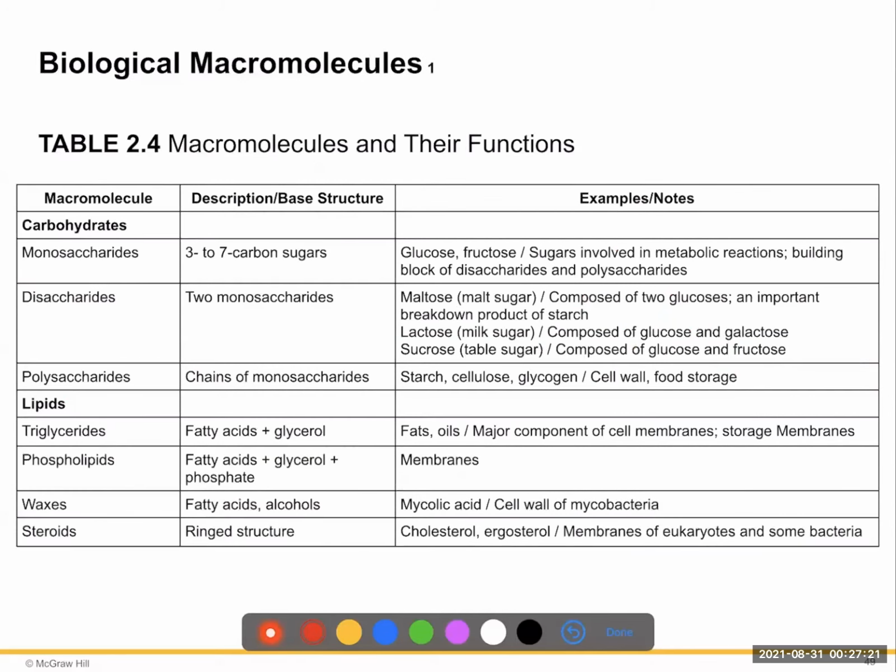Okay, so you have carbohydrates, and you have lipids here. Carbohydrates make up your monosaccharides, which are your small sugar units. And then these combine together to make up disaccharides. Disaccharides are 2 monosaccharides put together. So monosaccharides are glucose, fructose. Disaccharides are maltose, like malt beer or malt sugar, which is 2 glucose molecules. Lactose, your milk sugar, is glucose and galactose bonded together. Sucrose is glucose and fructose bonded together. Okay. So those make up your carbohydrates.